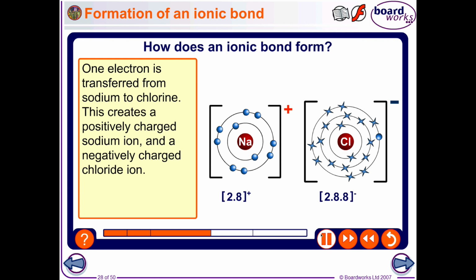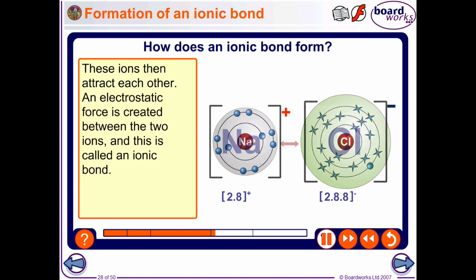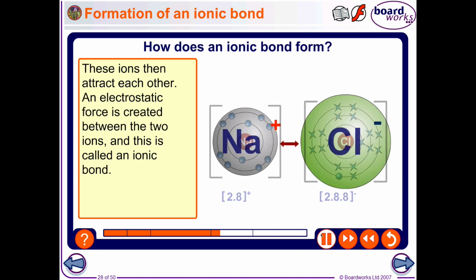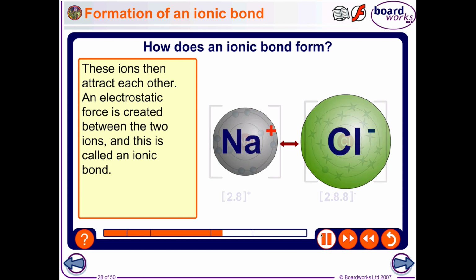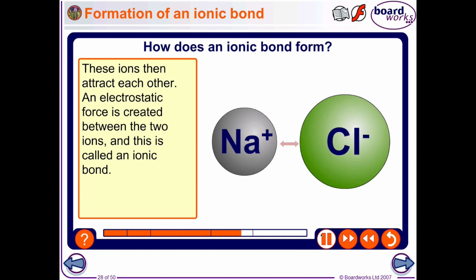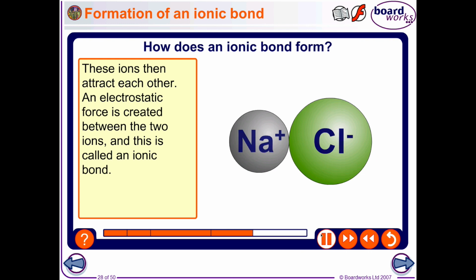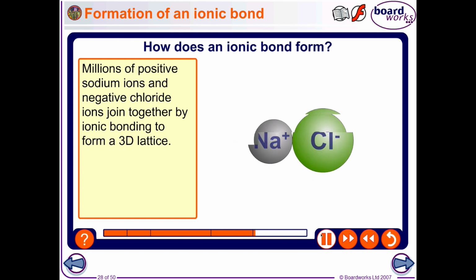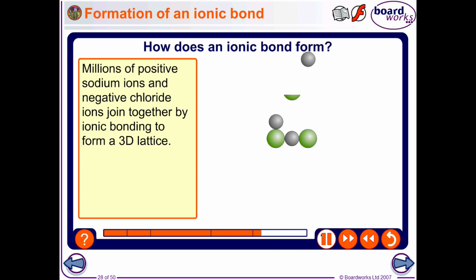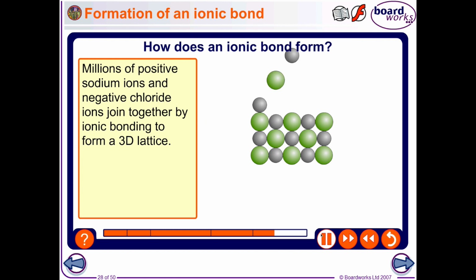And what happens now, because they are now charged, these ions will then attract each other electrostatically, and that will form an ionic bond. Now the problem with ionic structures is they do not exist as individual molecules like you're seeing on your screen there. What happens is many ions come together to stack into a giant ionic lattice.